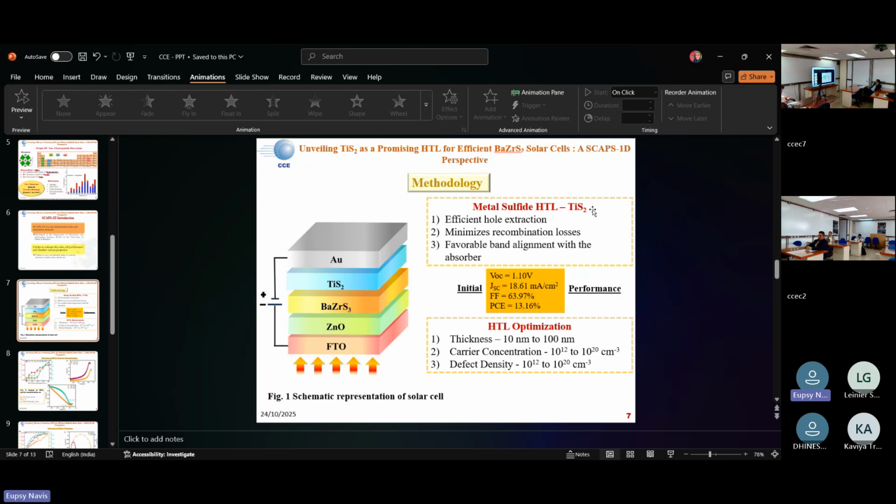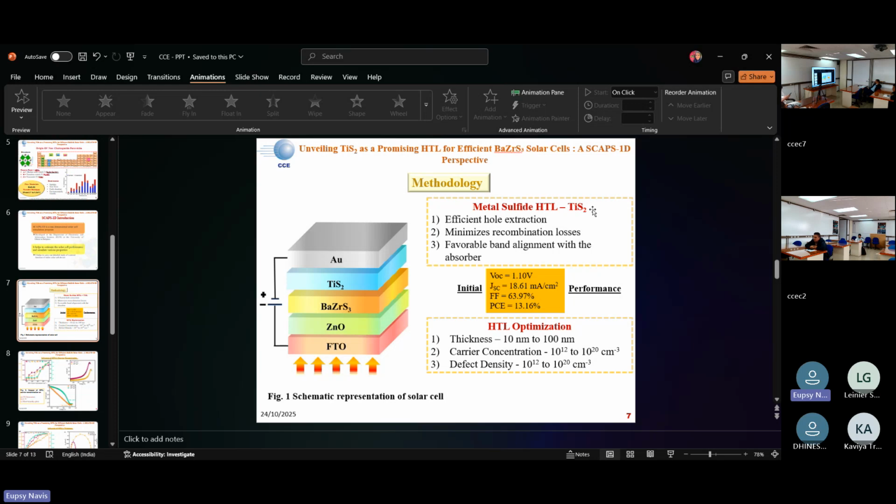So we have selected this particular metal sulfide HTL because it has efficient hole extraction properties, which minimizes the recombination losses. All these properties are favored because of the favorable band alignment with the absorber. So at first, before optimization, we achieved an initial efficiency of about 13.16% for our solar cell.